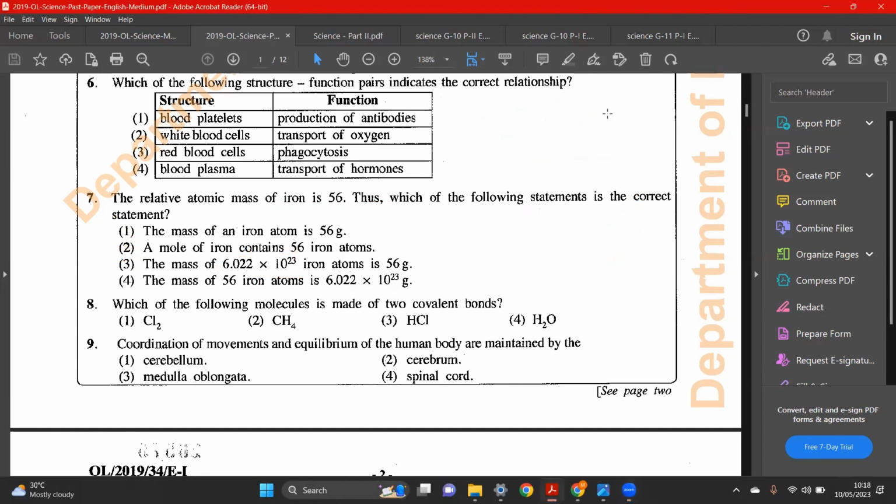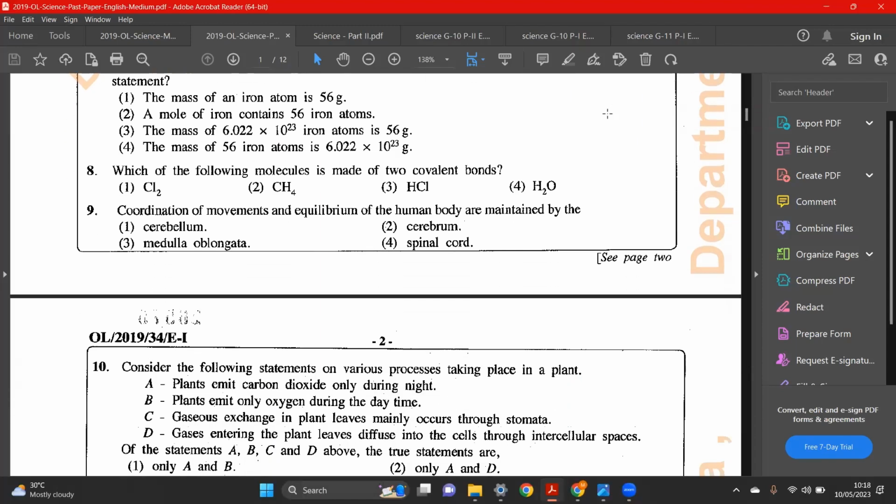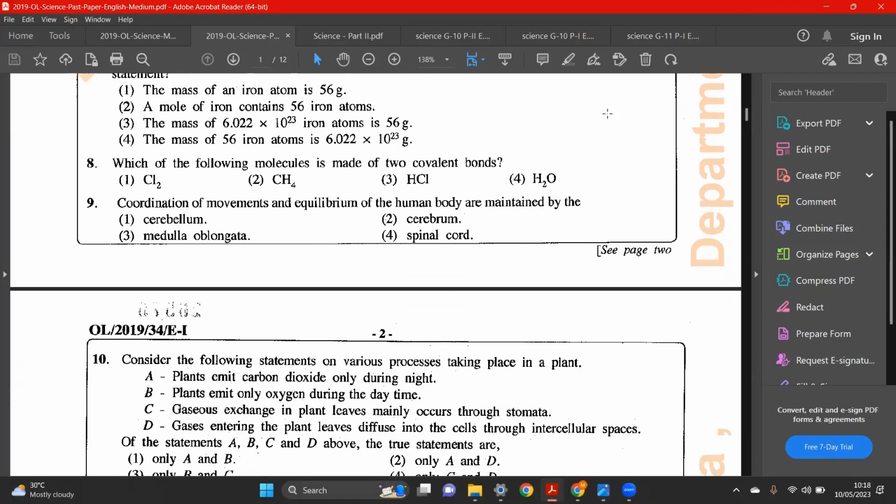Then we move into the eighth question. Which of the following molecules is made up of 2 covalent bonds? Here you do not see any metals around, so we know that all of them are forming covalent bonds. If they had given you something like sodium chloride, you could immediately cancel it out without even thinking about the bonds. Why? Because sodium chloride is forming an ionic bond. So if you have any metal around in one of your options, you can immediately cut it out.